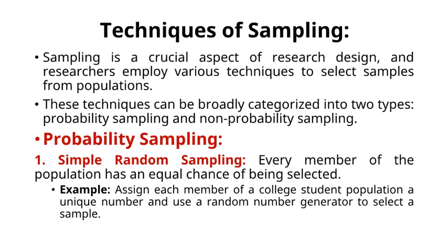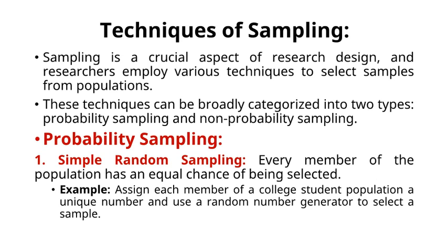Techniques of sampling. Sampling is a crucial aspect of research design, and researchers employ various techniques to select samples from populations. These techniques can be broadly categorized into two types: probability sampling and non-probability sampling. Probability sampling. 1. Simple random sampling. Every member of the population has an equal chance of being selected.